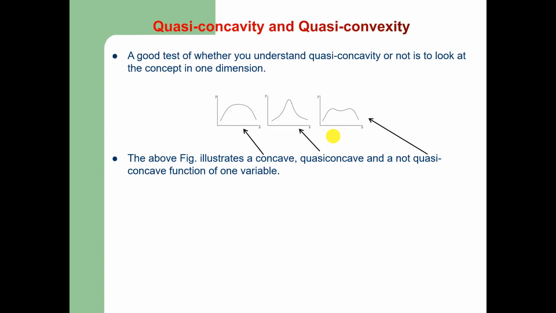Another good test of whether you understand quasi-concavity or not is to look at the concept in one dimension. So this is one dimension. Here we measure x variable, and here is y variable, and y is a function of x. Similarly, y is a function of x, so y is the dependent variable and x is the independent variable in all these three cases. In this figure, there are three types of graphs. The first one is concave, this one is quasi-concave, and this one is not a quasi-concave function of one variable.